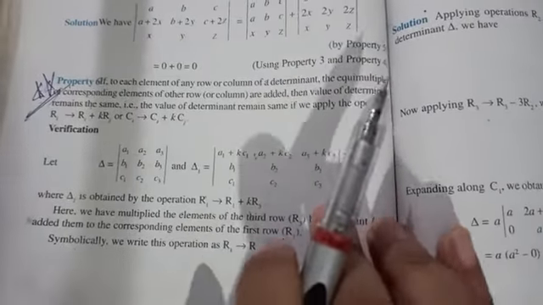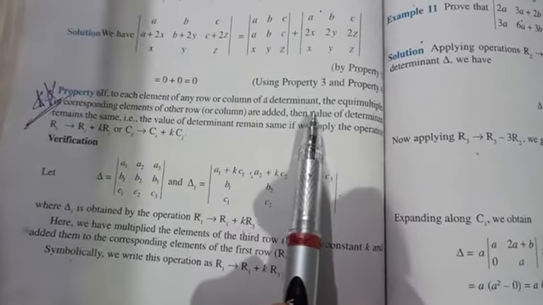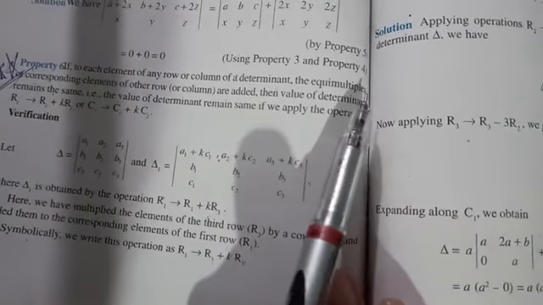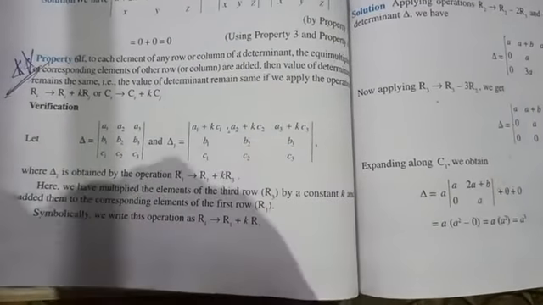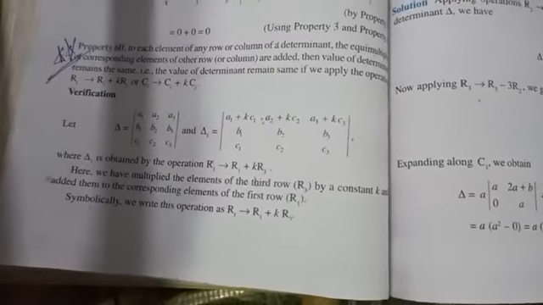Now in property 6, what is given? If to each element of any row or column of the determinant, the equimultiples of the corresponding elements of other rows are added, then the value of the determinant remains unchanged. You have already done this type of transformation in matrices, isn't it? If you remember, you did these as elementary transformations, row wise and column wise. The same thing is done in terms of determinants. So these are the basic 6 properties of the determinant, and using these properties you will be asked to find the values of determinants.